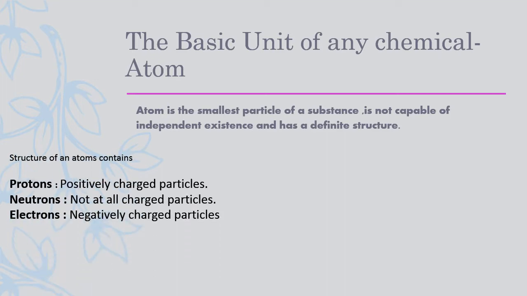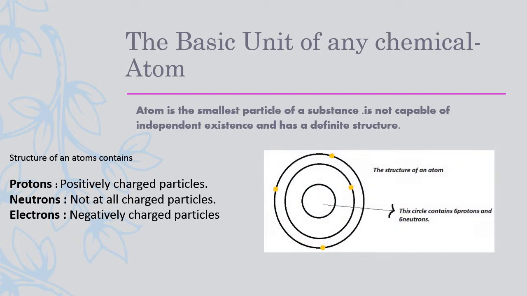So the structure of an atom basically contains protons, which are the positively charged particles. Neutrons are not charged at all, they are the neutral particles, whereas electrons are the negatively charged particles. So this is the structure of an atom.